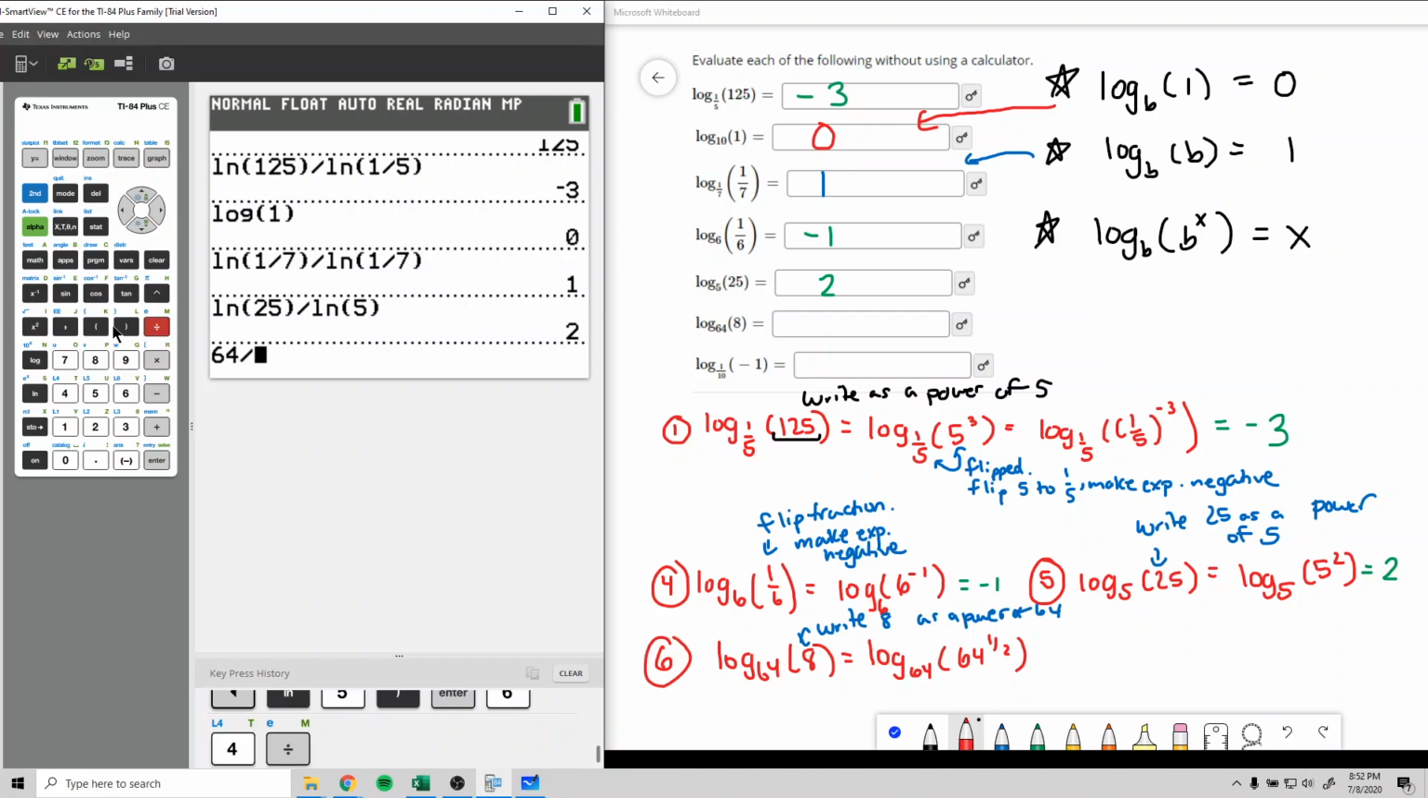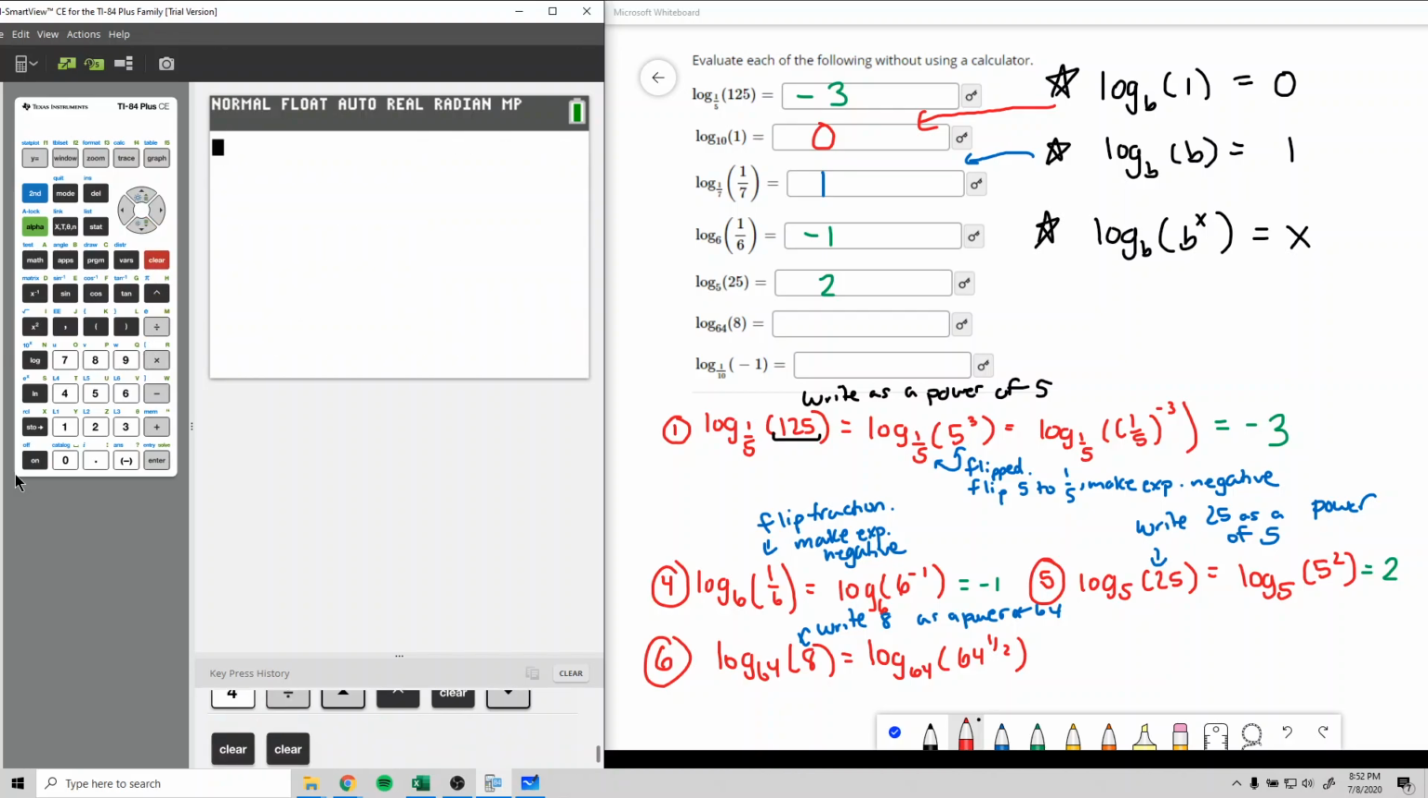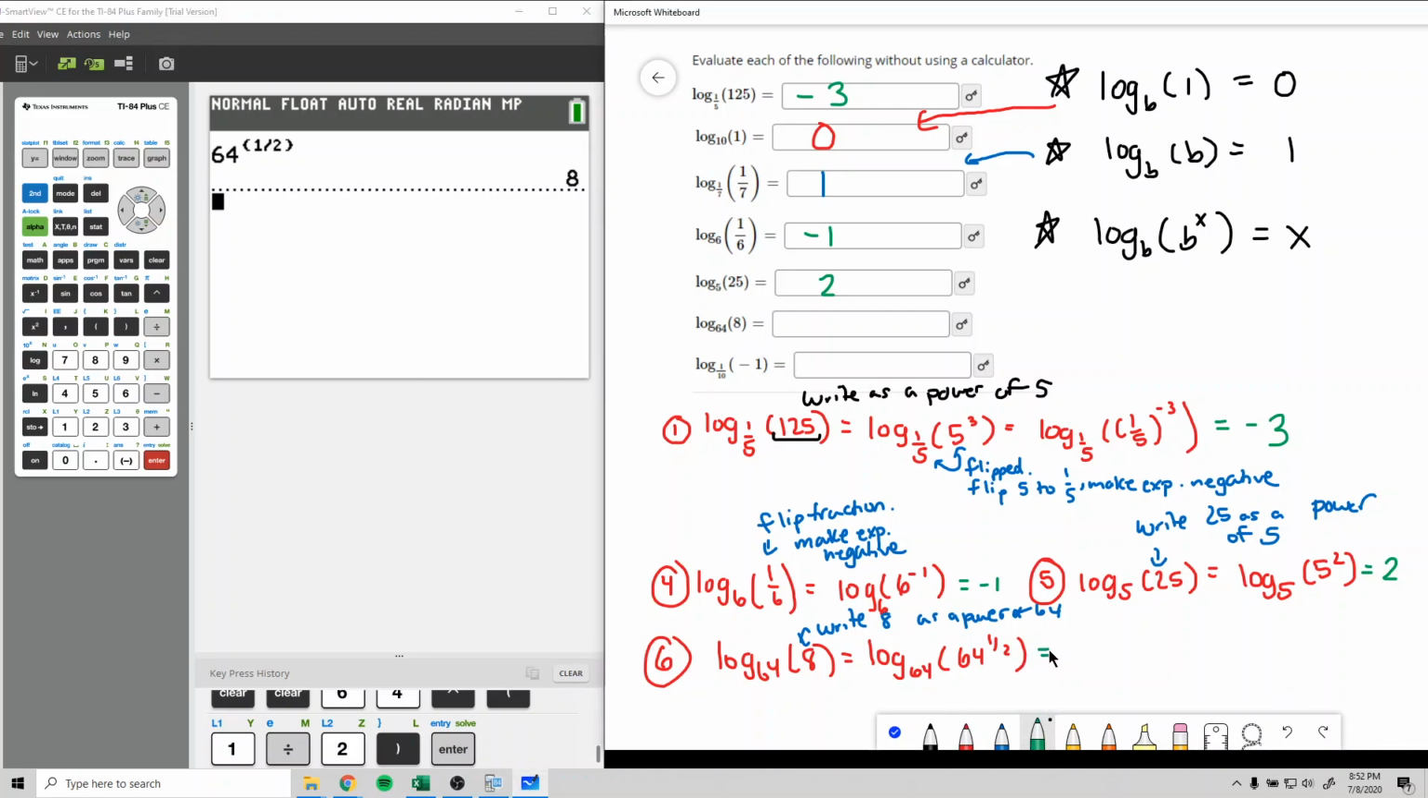So we can just double check that. 64 raised to the, this is where if you don't have a calculator like this, you definitely want to put the exponent in parentheses. 64 to the 1/2 power is 8. And by the same rule, log base 64 of 64 to the 1/2 power is 1/2.